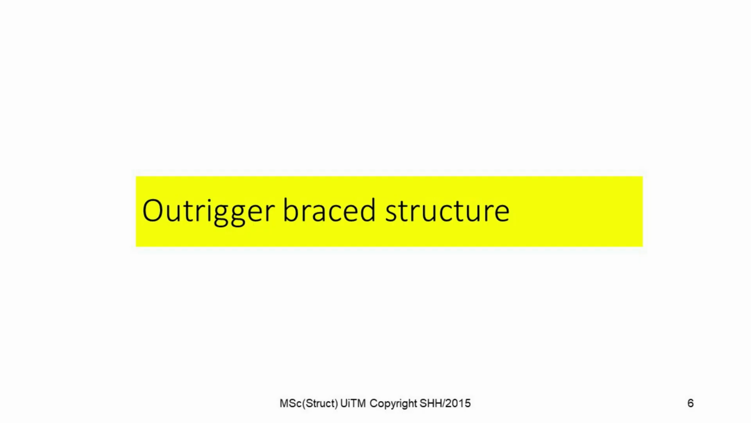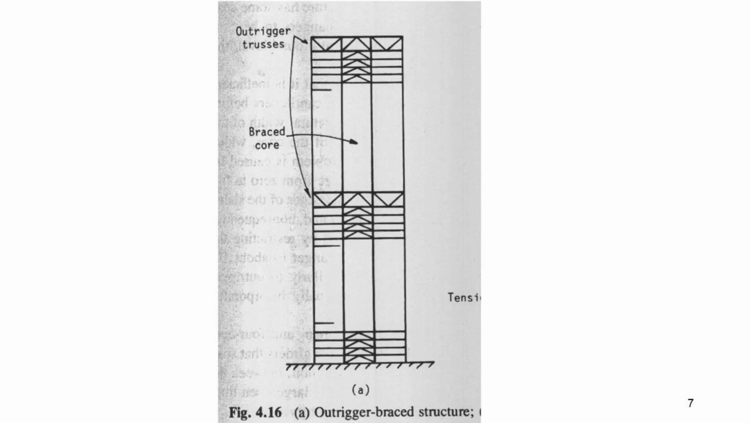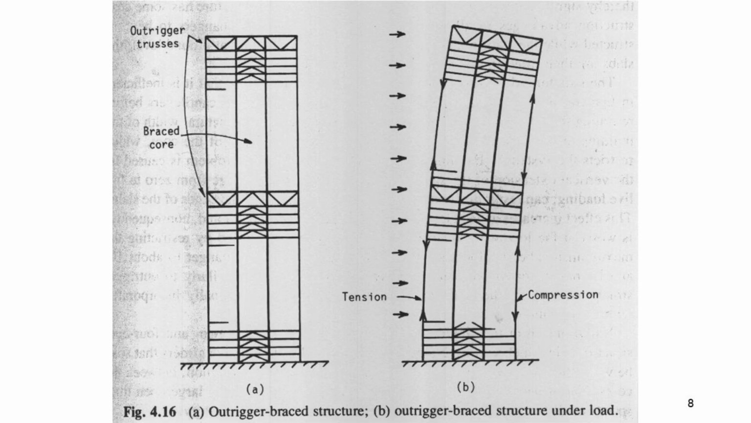Okay, next is outrigger braced structure. This type of structure consists of central core. The central core can either be braced frames or shear walls with horizontal cantilever, or we call it outrigger trusses or girders, connecting the core to the outer columns, as shown in this picture. When structure is loaded horizontally, vertical plane rotations of the core is restrained by the outriggers through tension in windward and compression in leeward, as can be seen in Fig 4.16b.